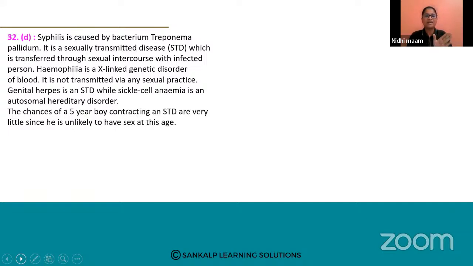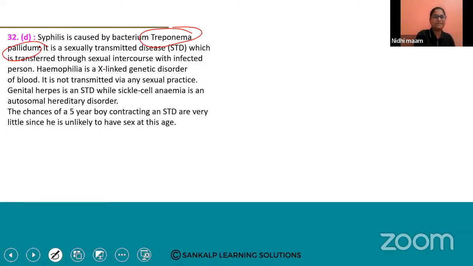Syphilis is caused by a bacterium called Treponema pallidum. It is a sexually transmitted disease which is transferred through sexual intercourse with an infected person. It will not be transferred by sharing milk or sharing utensils with the diseased person. It is only transferred through sexual intercourse.